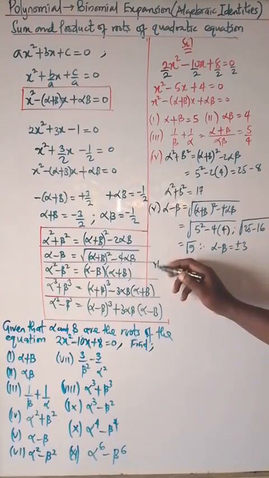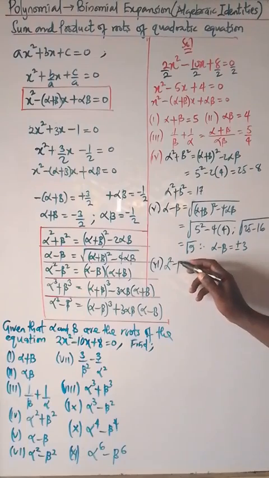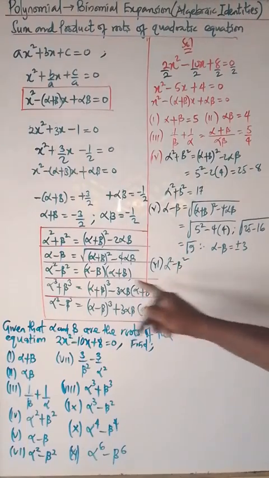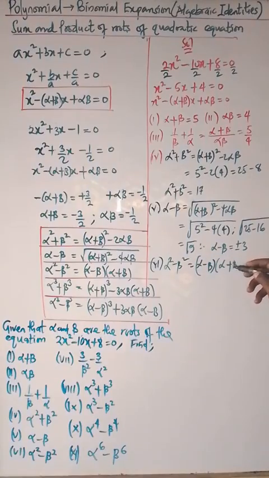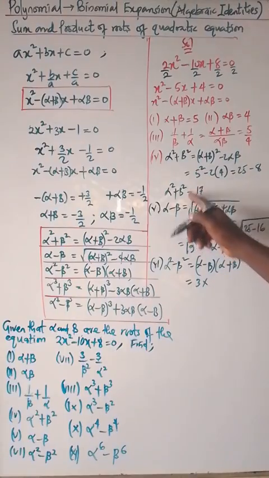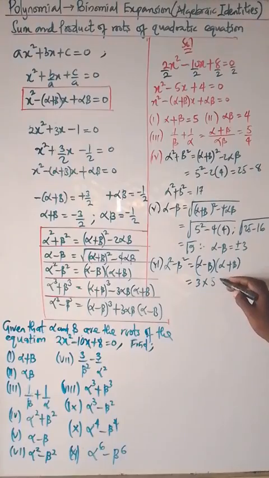Then VI, alpha squared minus beta squared. That's what? Difference of two squares. Where is it? So that's alpha minus beta times alpha plus beta. We already know alpha minus beta from here. That's 3. Then alpha plus beta, the sum, that is 5. 3 times 5, 15. So from here it means alpha squared minus beta squared equals 15.